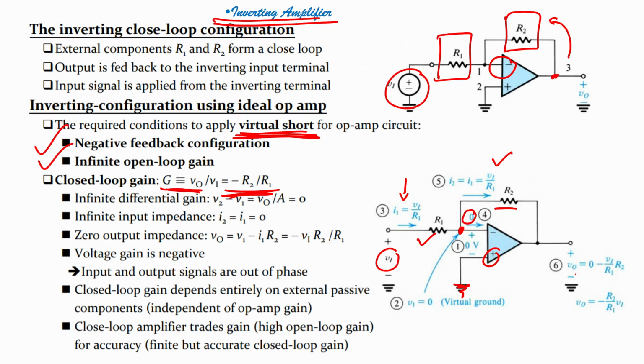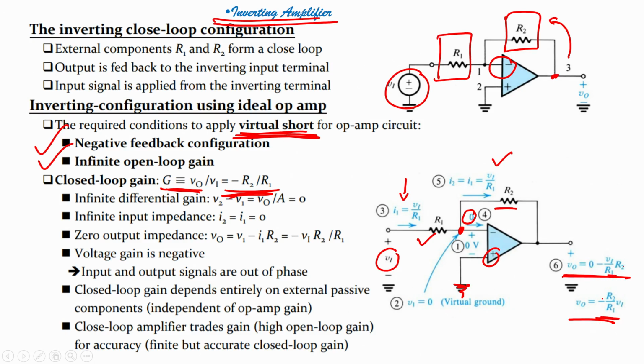So, if I want to measure VO, VO is nothing but 0 minus V1 by R1 into R2, right. So, what will be VO? VO will be nothing but minus R2 by R1, correct. VO will be nothing but minus R2 by R1.